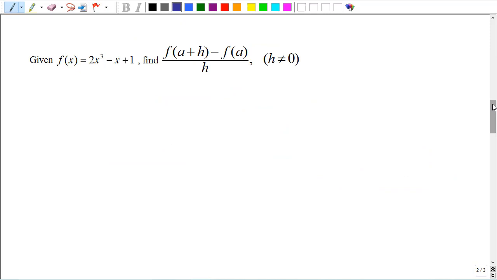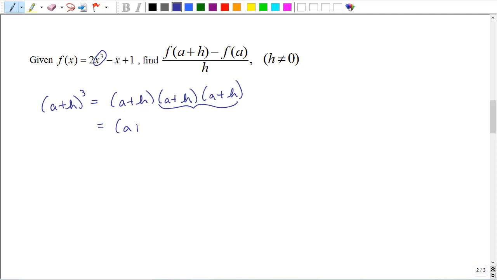Now this is just another problem, but I want you to see that it has an x cubed. So we're going to have to cube a plus h. So I want to do that now. I have (a plus h) cubed. That's what that means. We already know what happens when we multiply a plus h times a plus h. We get a squared plus 2ah plus h squared. But now I have to multiply that again by a plus h. So I need to distribute. I'm going to distribute my a to all of those.